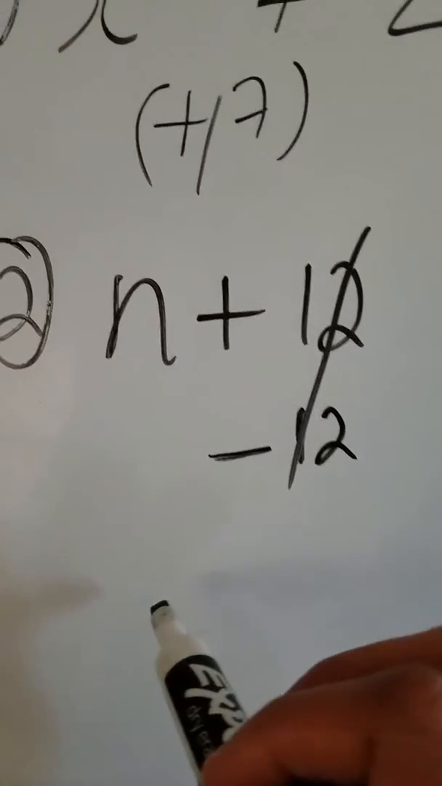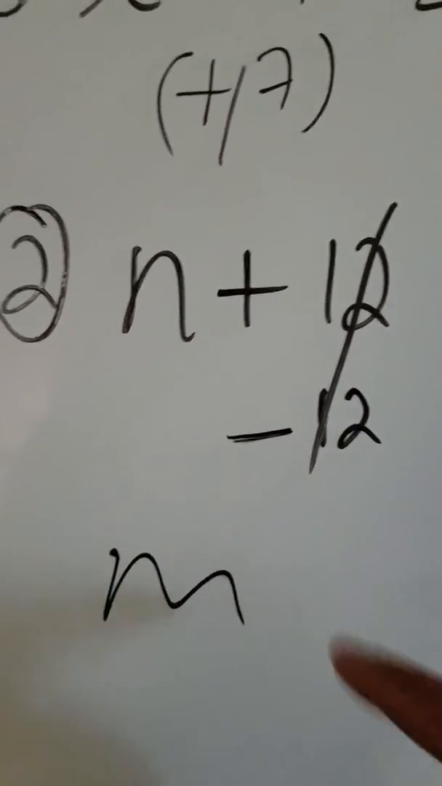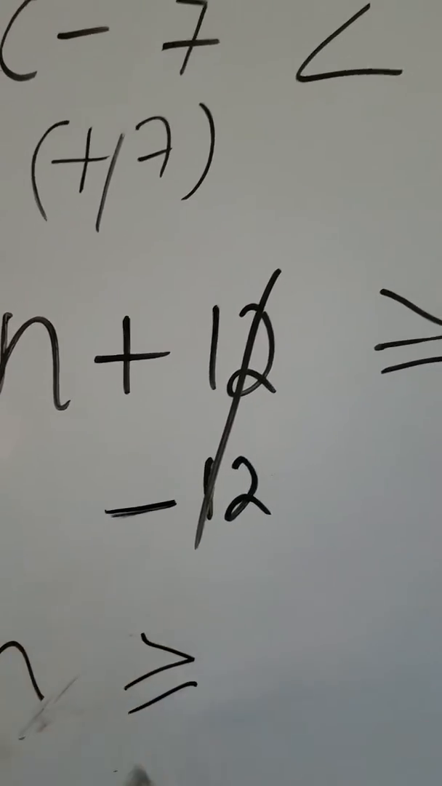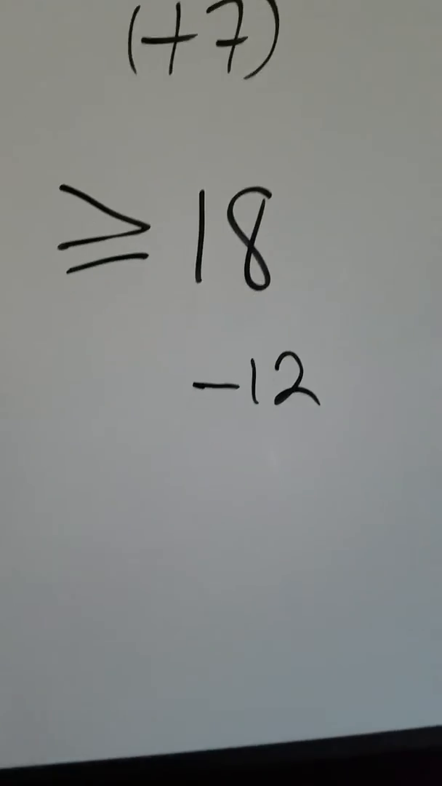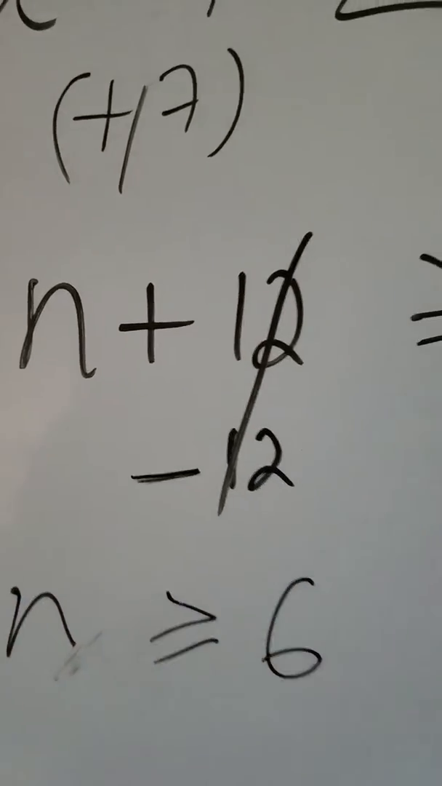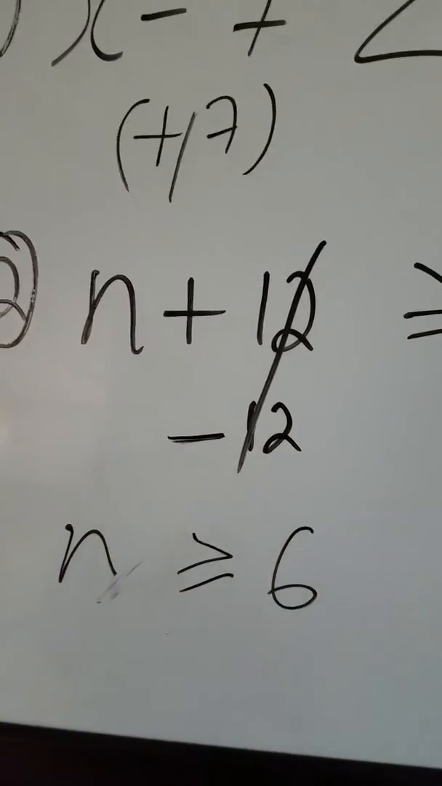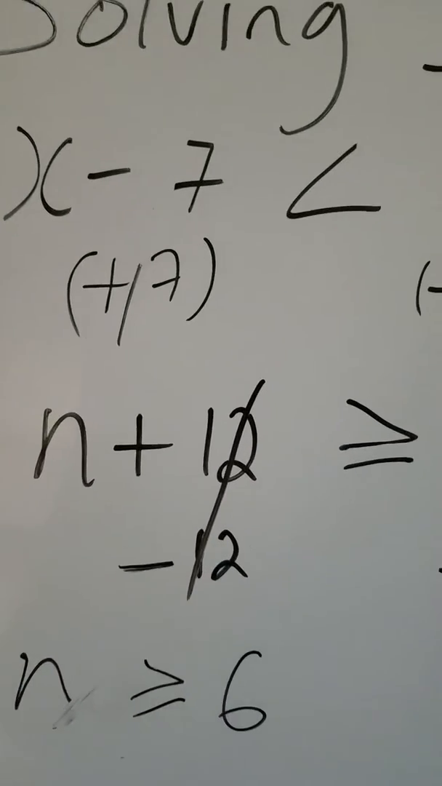And so we're left with n, sorry, I wrote m, and we put back our greater than or equal to sign, and we know that 18 minus 12 gets us 6. So we know that n has to be greater than or equal to 6 for this equation to hold true.